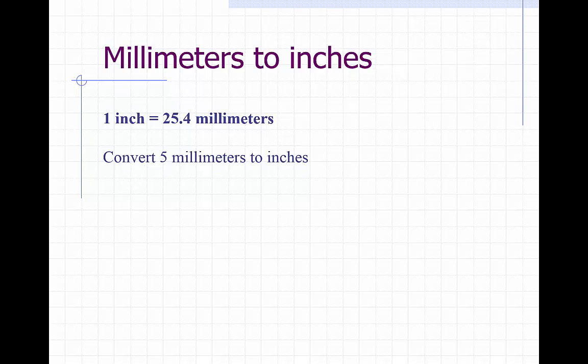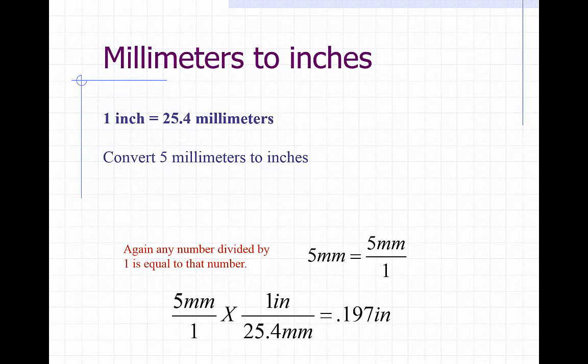Okay, so let's kind of reverse the roles now. This time we're going to convert 5 millimeters to inches. So again, any number divided by 1 is equal to that number. So we're going to put the 5 millimeters over 1, so we haven't changed that number, and we're going to multiply it by the conversion factor.